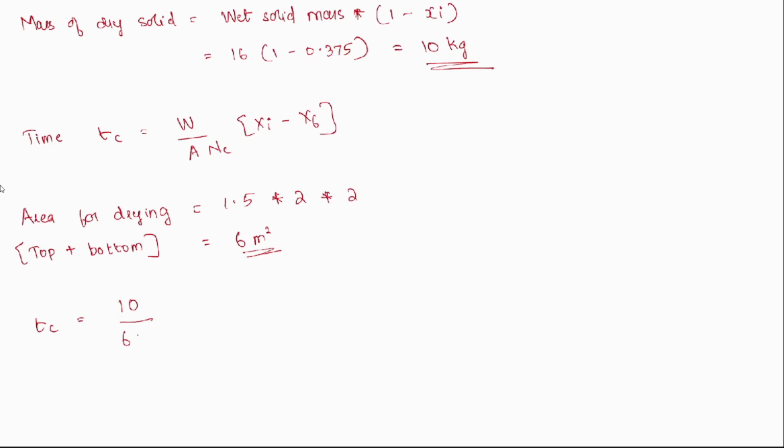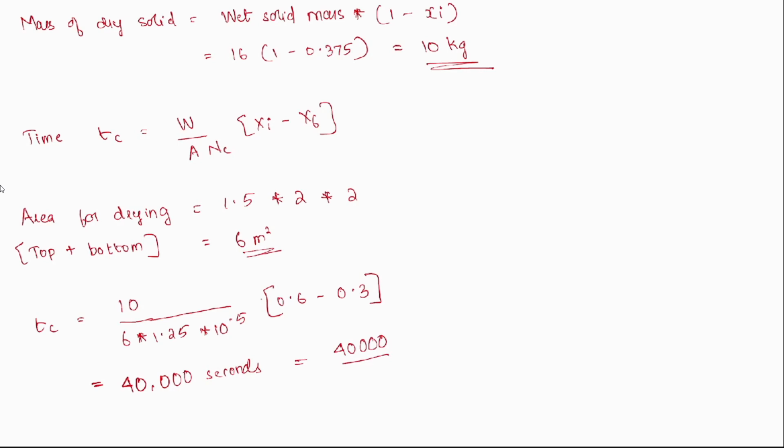So just substitute all these values for W, A, Nc, Xi and Xf in the equation for time. We'll get tc is equal to 10 by 6 into 1.25 into 10 raised to minus 5 into 0.6 minus 0.3. And we just do this calculation here. We'll get tc as 40,000 seconds. But we want this answer in hours. So we just divide this by 3,600. 40,000 by 3,600 will give you the final answer as 11.111 hours.